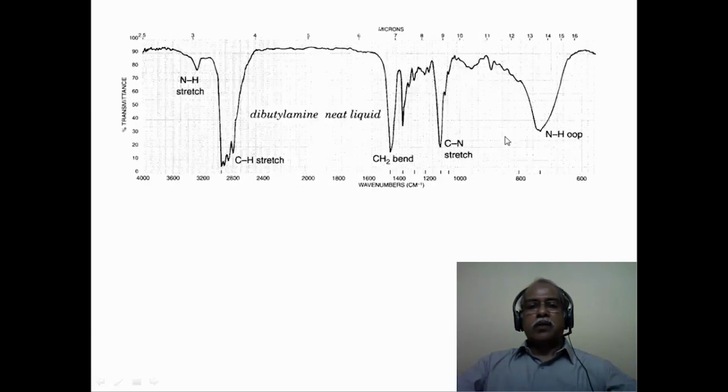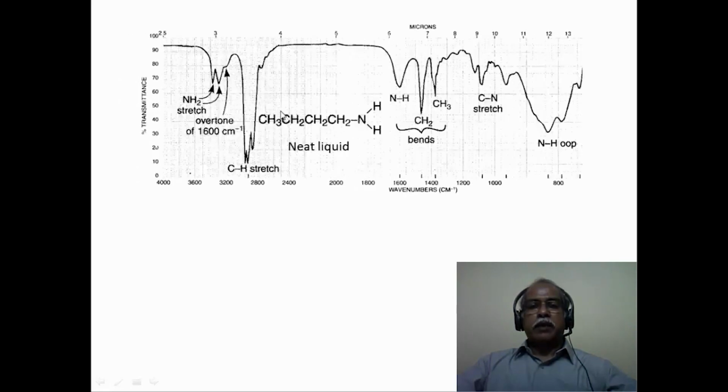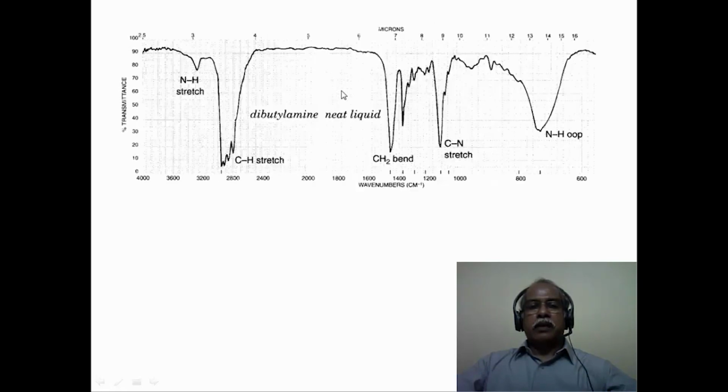Now let us go to dibutylamine. This is a secondary amine. This is a primary amine, so you see a doublet corresponding to the asymmetric stretching and the symmetric stretching of the NH. In the case of the dibutylamine, which is a secondary amine, there is only one band that is seen for the NH stretching frequency.